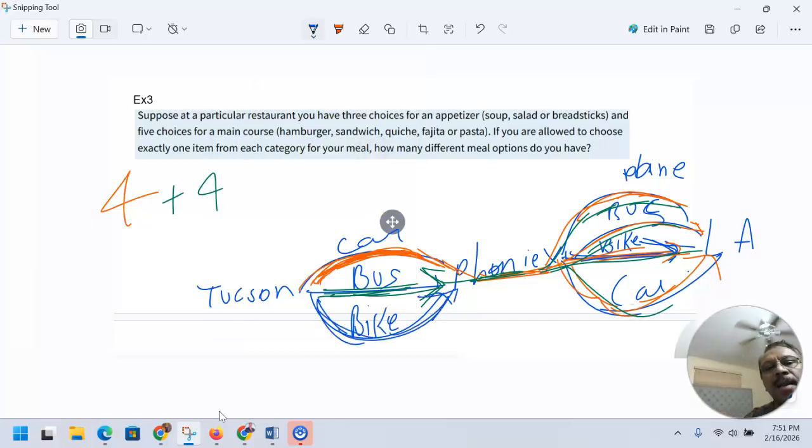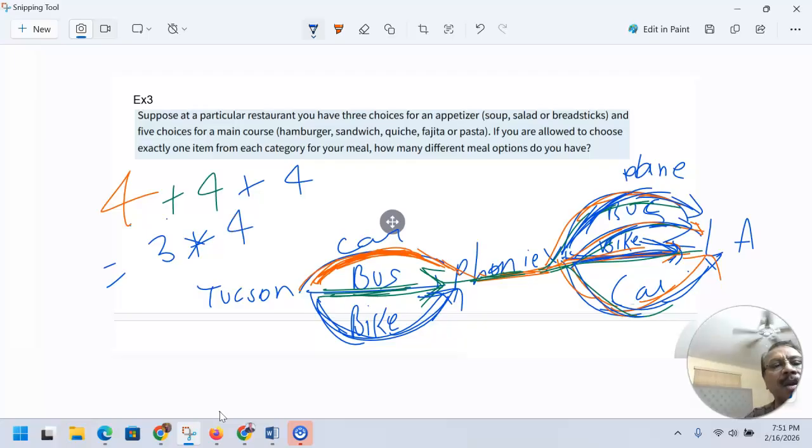If you go by bike from Tucson to Phoenix, then from Phoenix to LA, you can go by plane, by bus, by bike, or by car. So again, you can see there are three fours. So it means it is 3 times 4. So what does that mean?